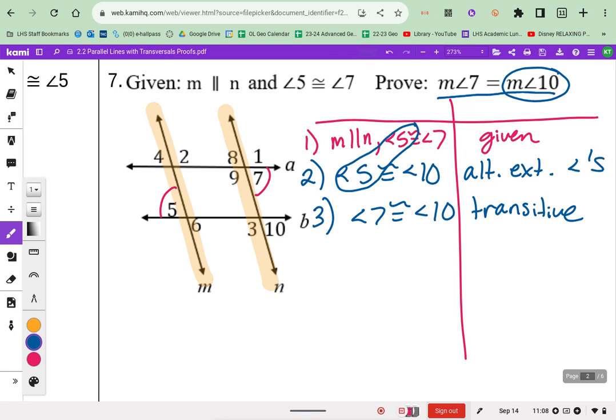And then last but not least, how do we switch from saying things are congruent to saying that measures are equal? Definition of congruent, yeah. So we can say the measure of angle 7 equals the measure of angle 10 by the definition of congruent.